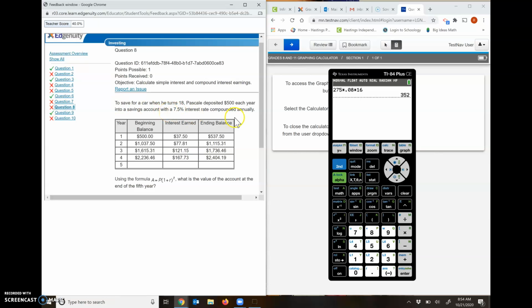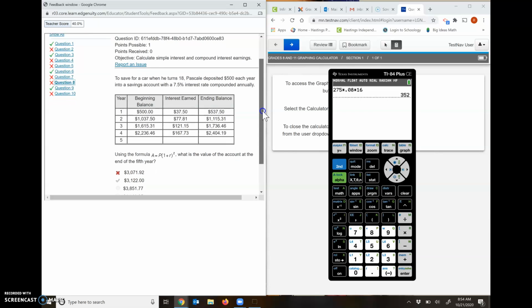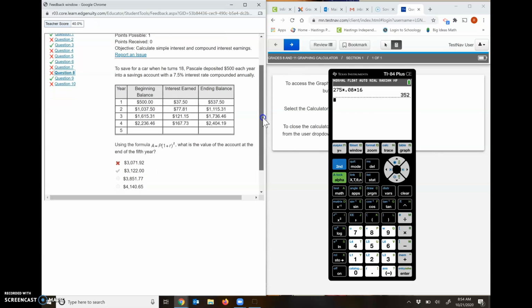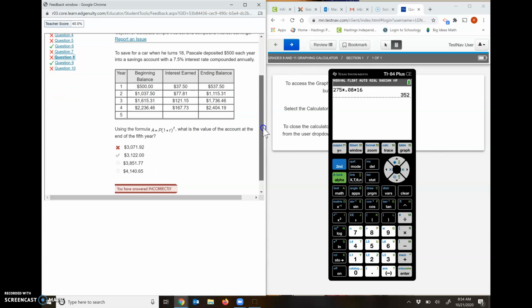To save for a car when he turns 18, Pascal deposits $500 yearly into a savings account with an interest rate of 7.5% compounded annually. So that's nice. So we're going to use that formula. So it says he adds $500. So at the end of year 4, he has $2,404.19.